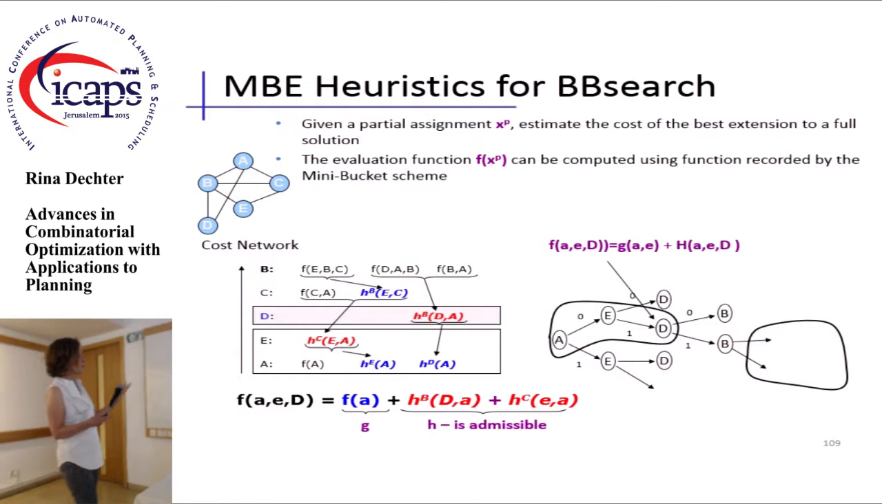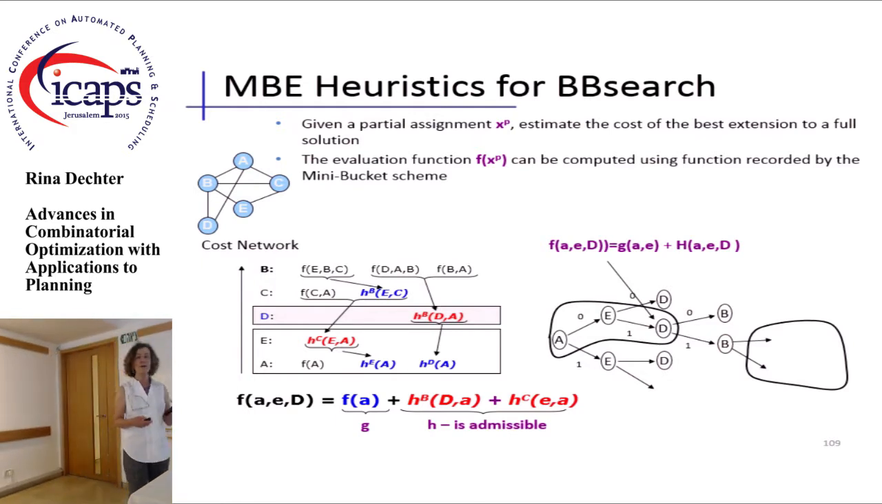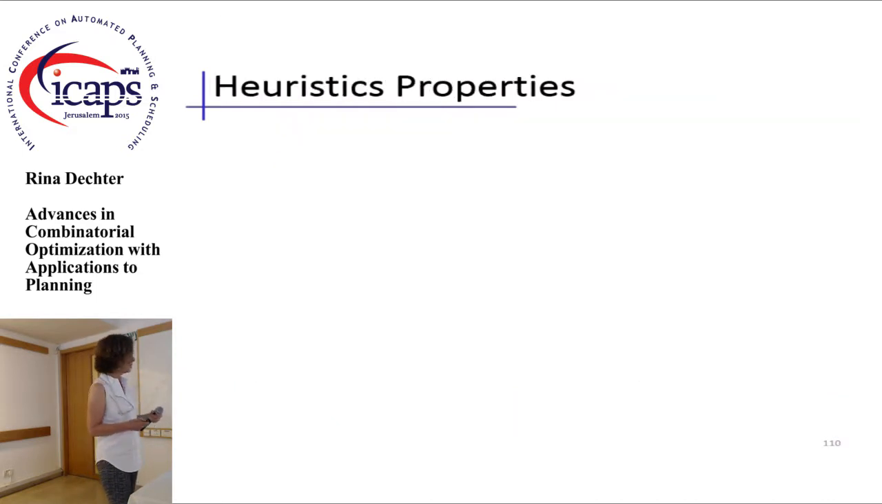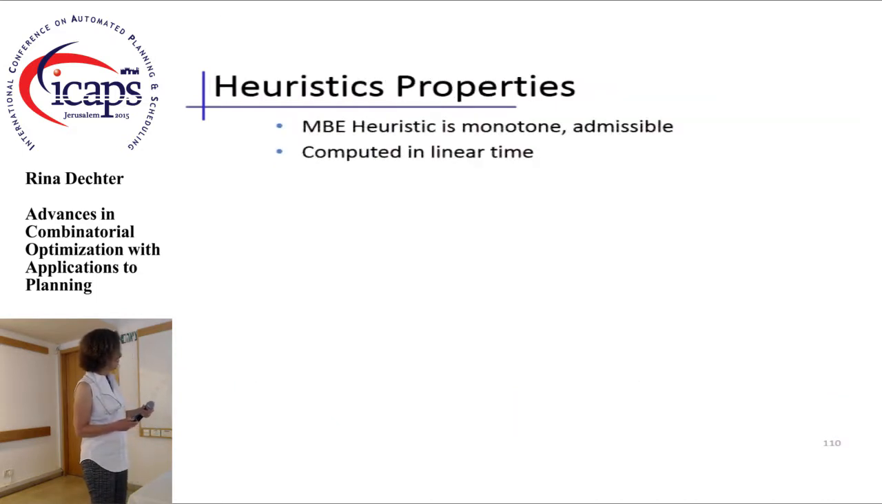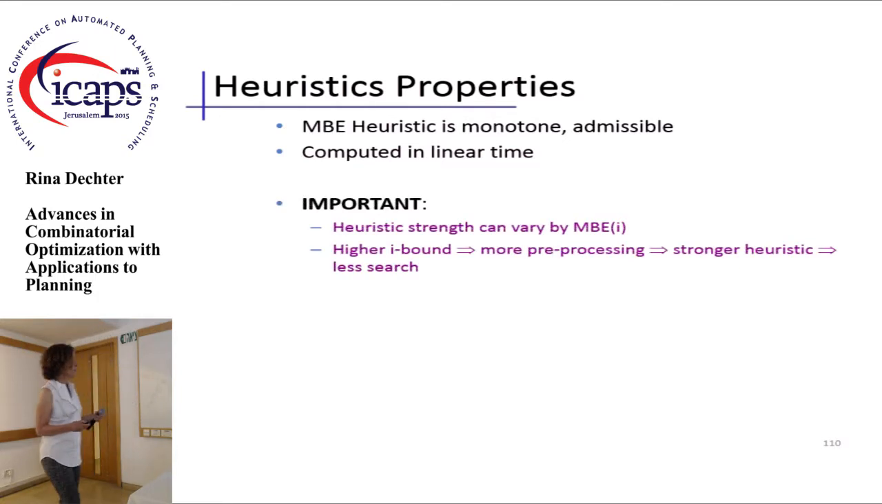It's easy to prove also that this leads to a heuristic evaluation function that is monotonic or consistent. That's a very desirable property. So we compile, we generate, and then we do a table lookup during search. So the mini bucket heuristic is monotone and admissible. Once you run the algorithm, it is computed in linear time, you can fetch it from the table.